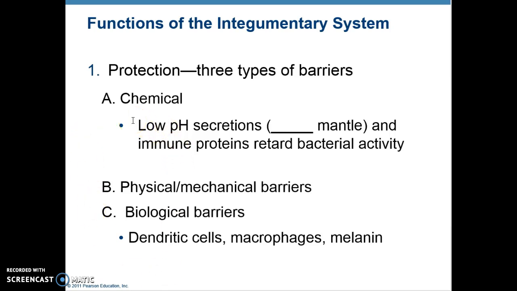So the chemical protection, as this says here, includes low pH secretions, and what's supposed to go in this little blank there is the acid mantle. So low pH means acid. So you just have some chemicals on your skin that bacteria don't like very much. Your skin also provides a simple physical barrier. Right, you have an epithelium in between the outside world and the connective tissue and blood vessels of your dermis. You then also have biological barriers, which includes cells and chemicals embedded in the skin.